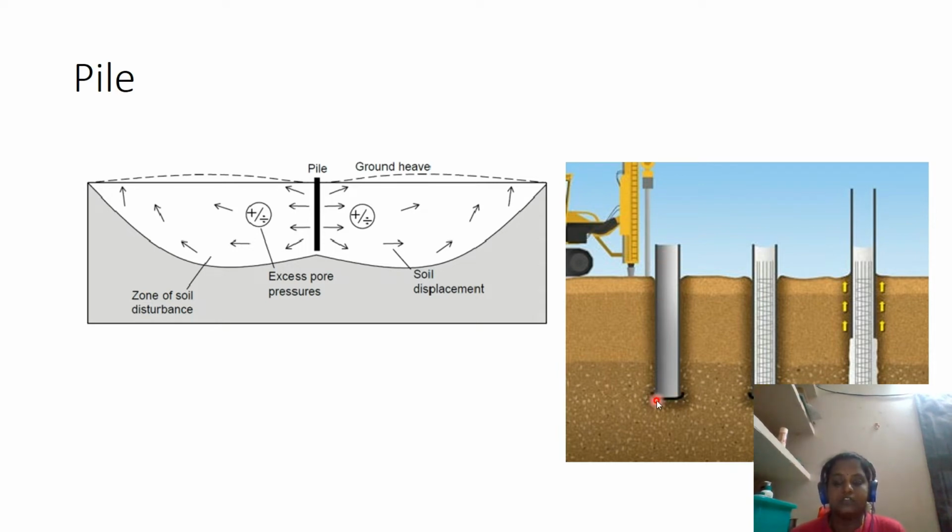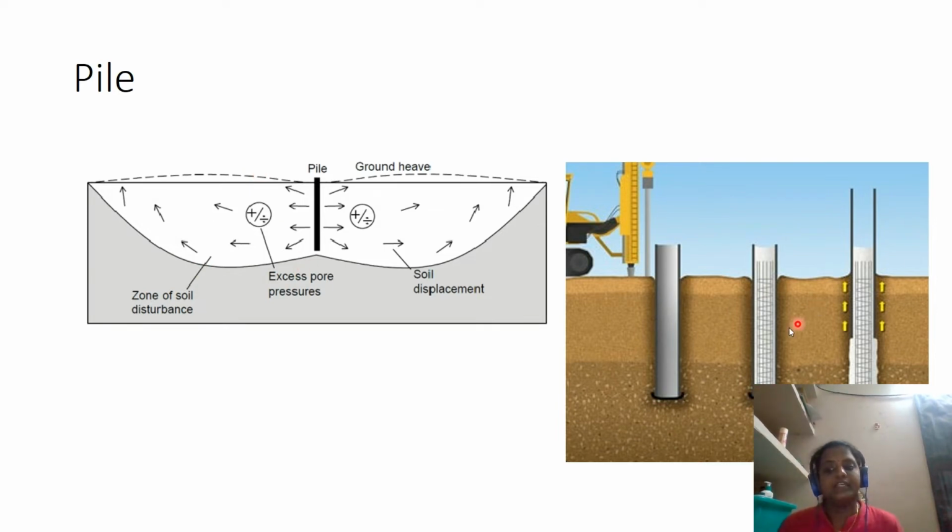So this pile is hit inside or dropped inside the soil. Whenever we have a pile foundation, the surrounding soil gets disturbed. There will be a ground heave, there is soil displacement to the sides, and also excess pore water pressure is developed when we have a clay type of stratum. So in general there will be disturbance to the soil.